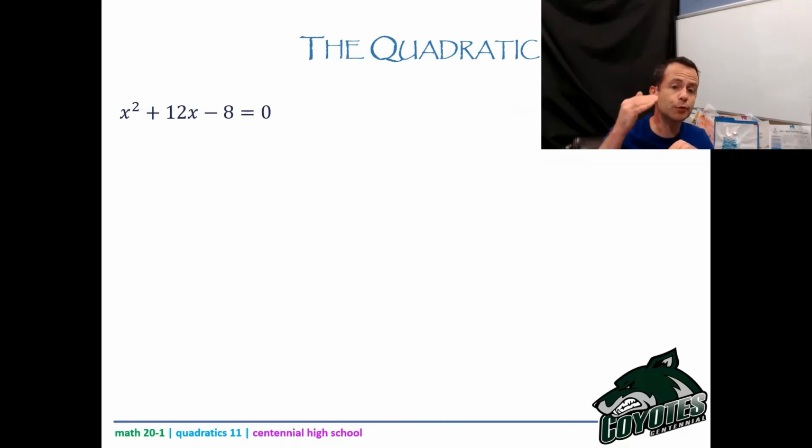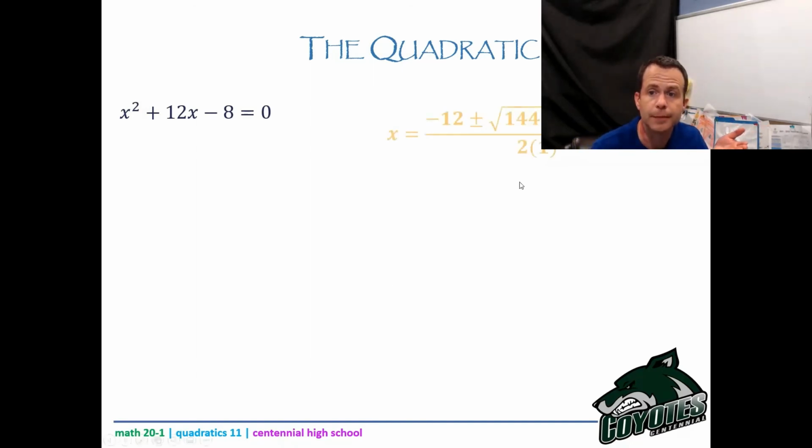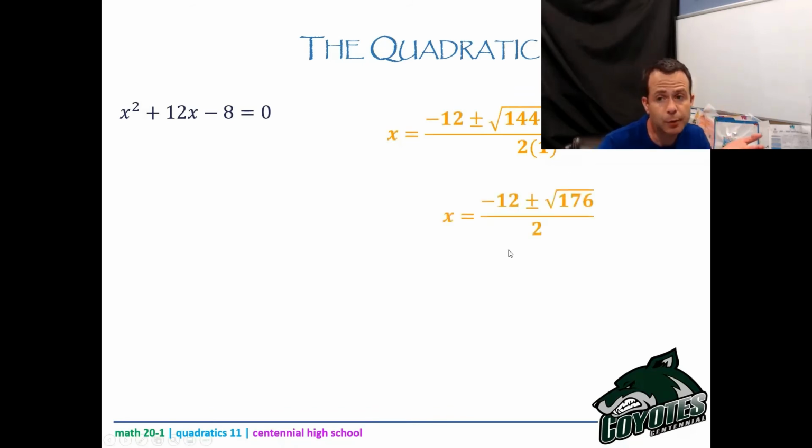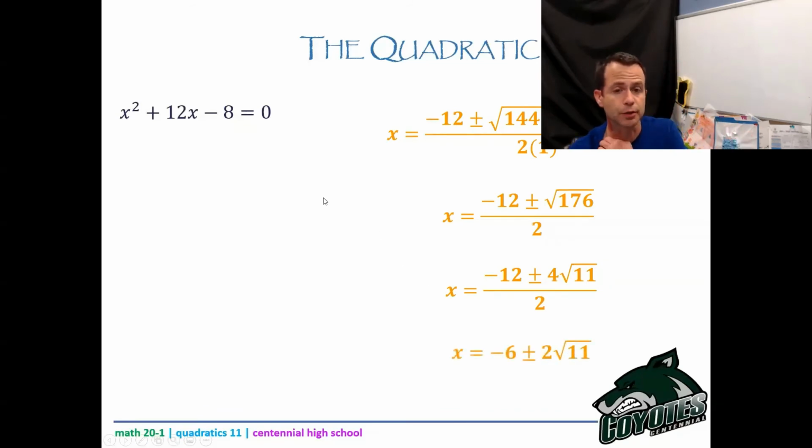I'm going to go through these steps just a little bit quicker because I've already gone step by step and shown you how to use the quadratic formula, okay? So I'm going to go right to plugging my numbers in. Then I want to figure out the 144 minus 4 times 1 times negative 8, which is 176. I can simplify 176 to be 4 root 11. And then I can look at all these and say, okay, I can take out a 2. I can reduce here. And that's going to end up being negative 6 plus or minus 2 root 11.